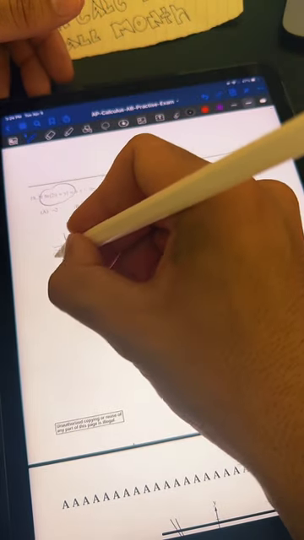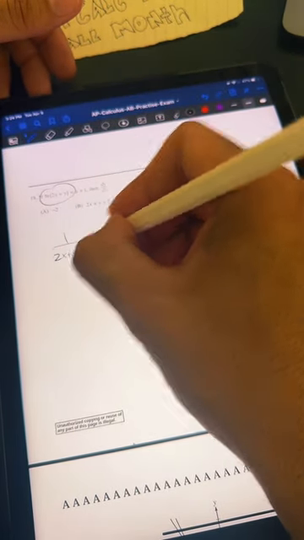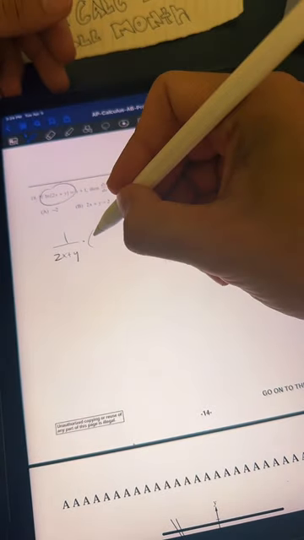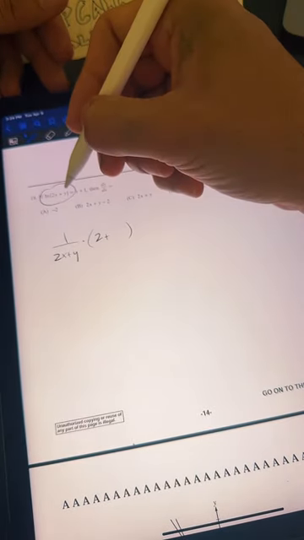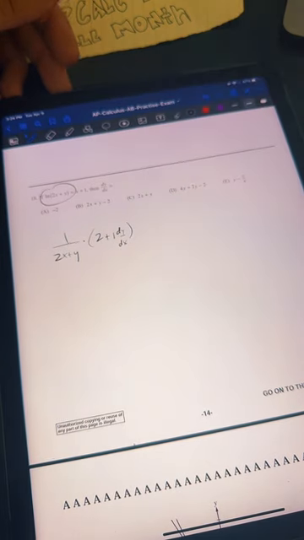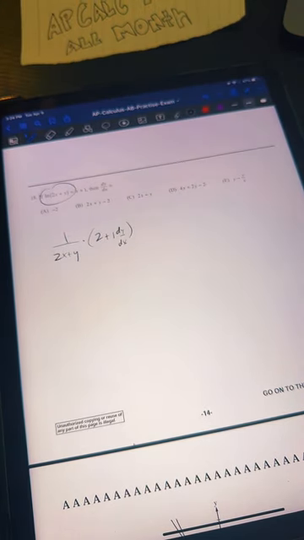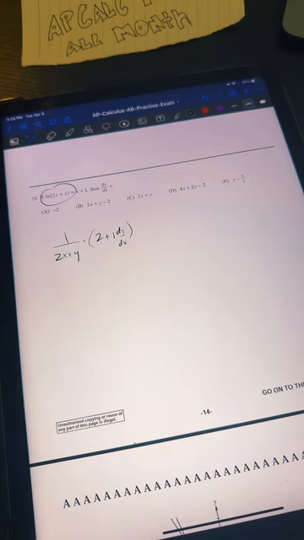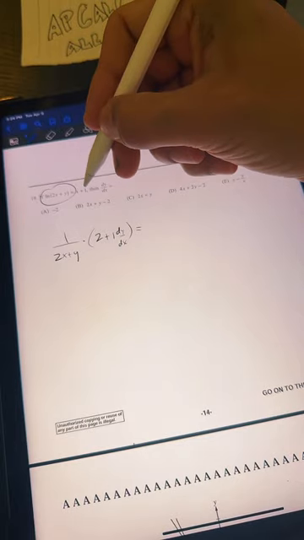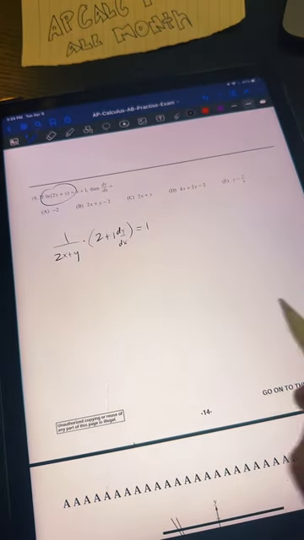The derivative of natural log is 1 over 2x plus y times the derivative of what's inside. So the derivative of 2x is 2 plus the derivative of y is technically 1, but every time we take the derivative of y, we have to include the dy over dx. And then that equals the derivative of x plus 1, which is just going to be 1.